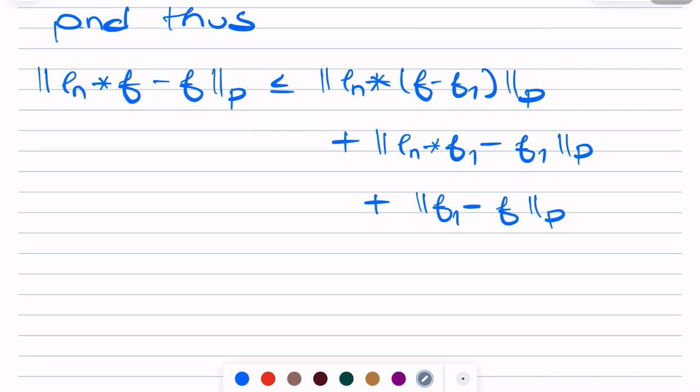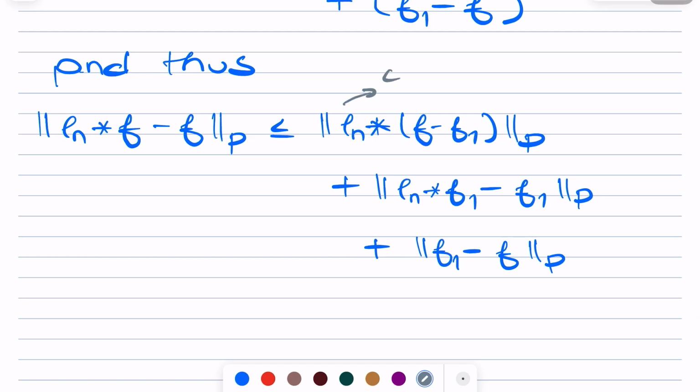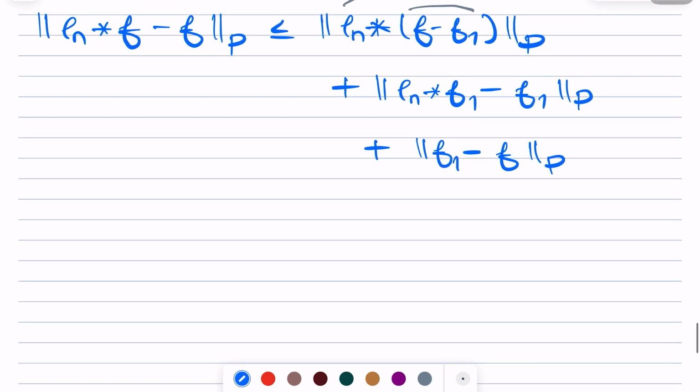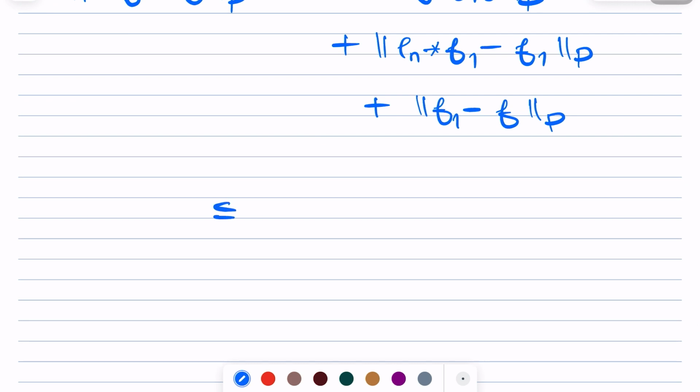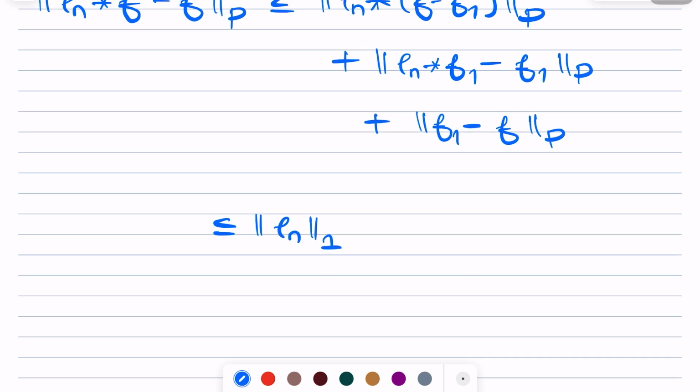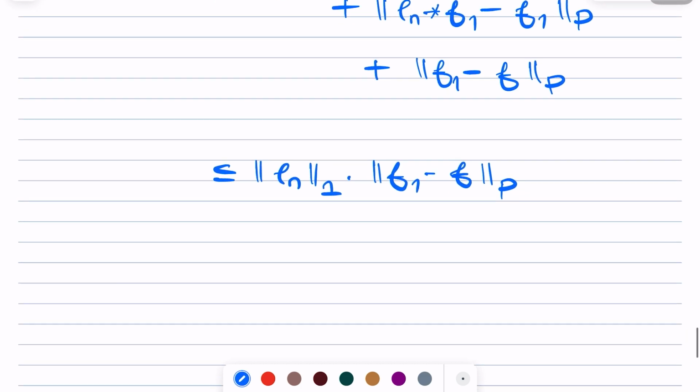Now observe that rho n is actually in C infinity with compact support in Rn, and f minus f1 is an element of LP. And observe that the space of C infinity functions with compact support in Rn is contained in L1. So we can apply Young's inequality to the first term, and you get that this is less or equal than the L1 norm of rho n times the LP norm of f1 minus f.